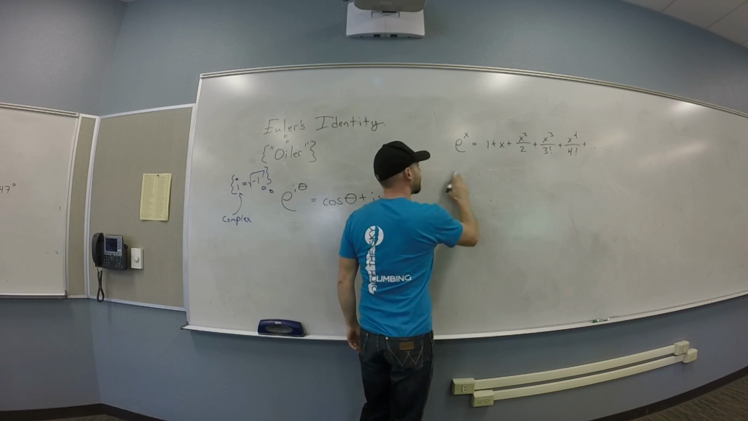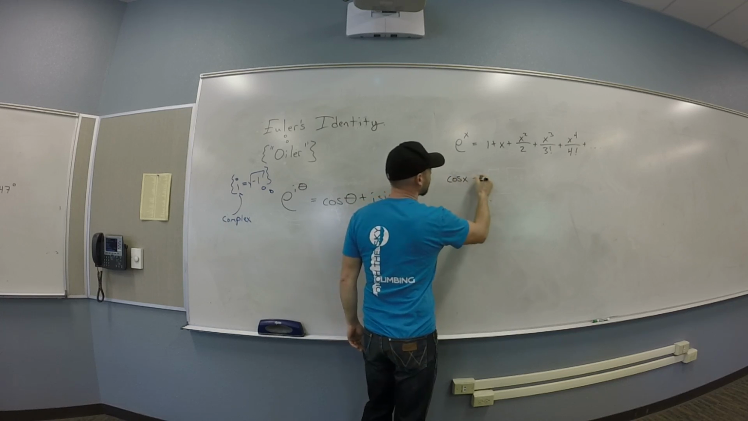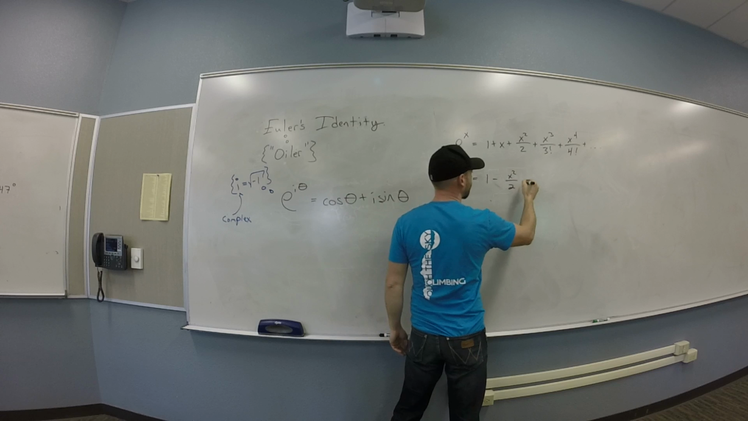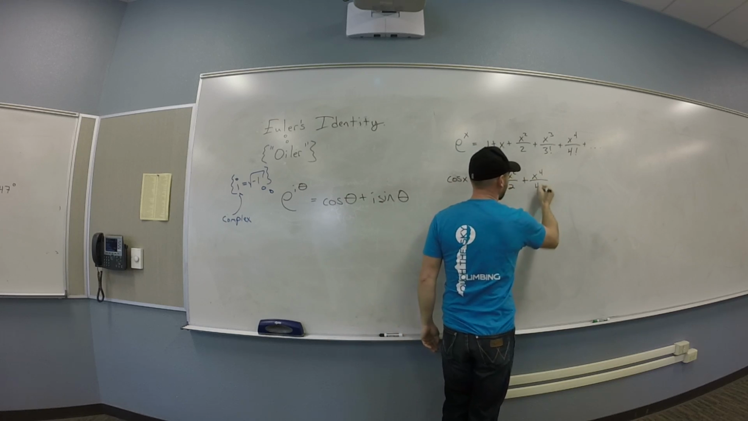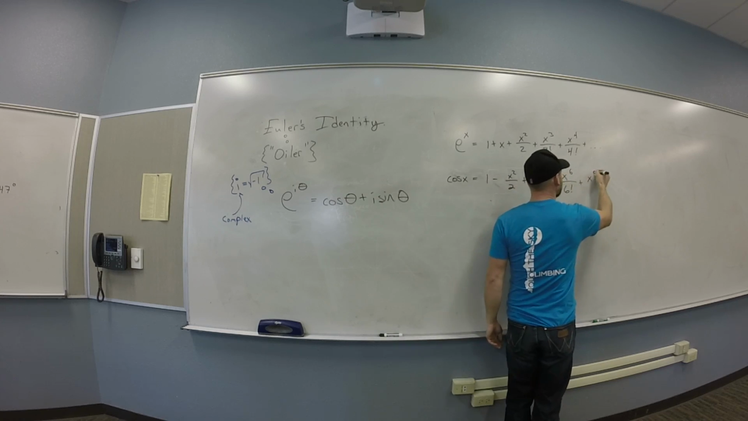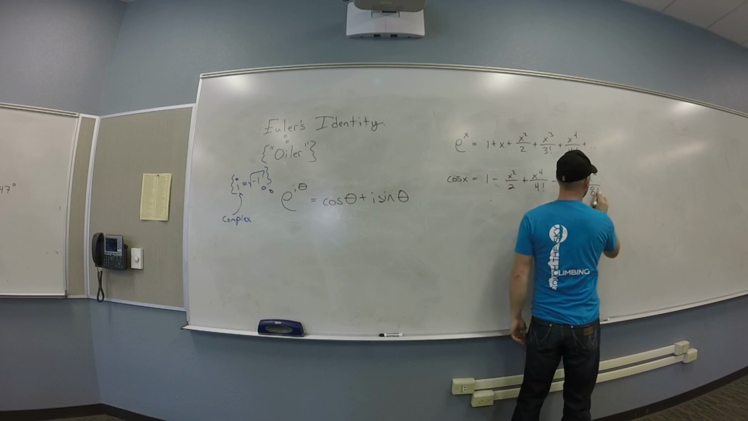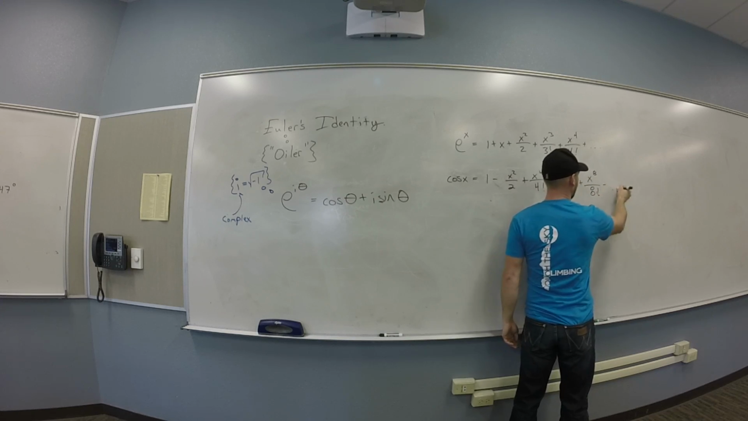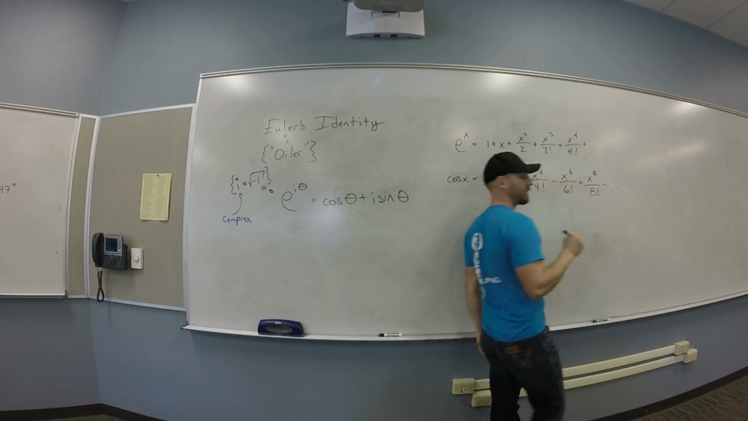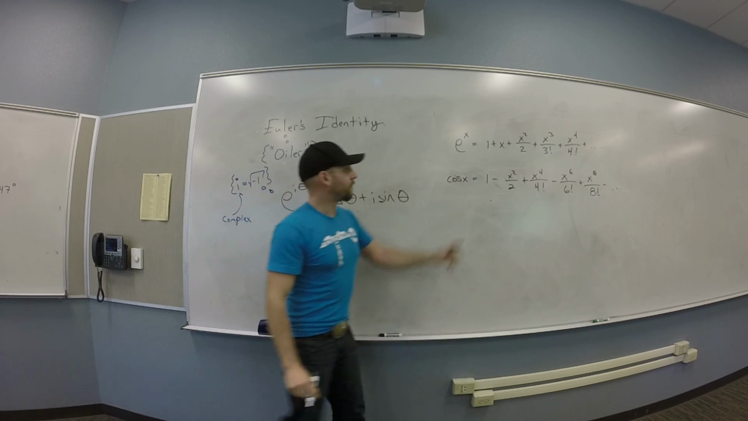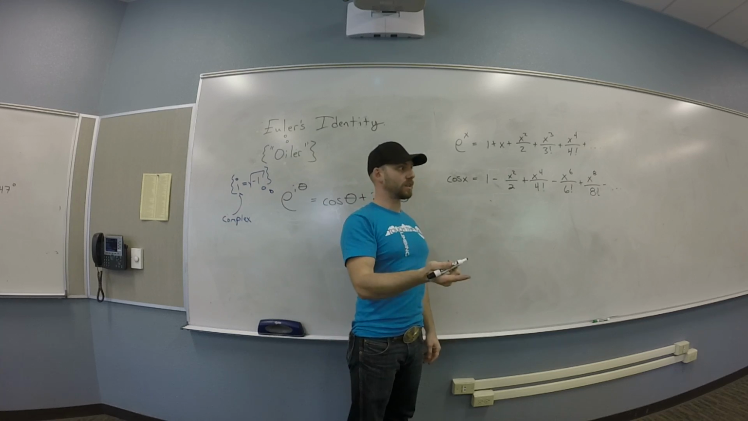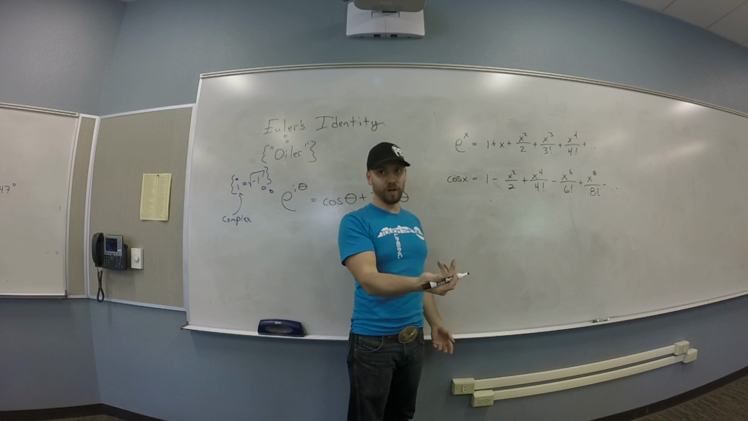Then another thing you learn is that cosine of x is 1 minus x squared over 2 plus x to the 4th over 4 factorial minus x to the 6th over 6 factorial plus x to the 8th over 8 factorial. So that looks like which parts of this? Well, it looks like the even parts of it, but half of them are negative, which is weird, right?